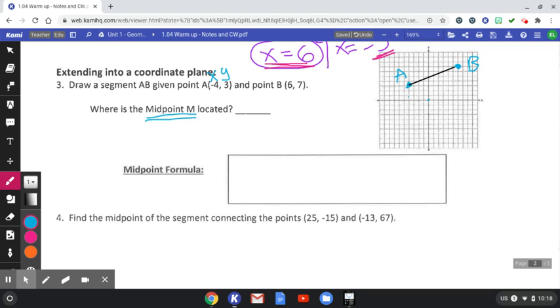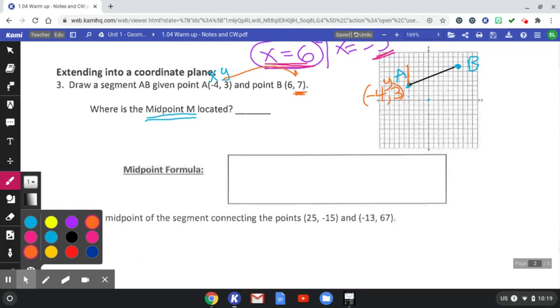Well, if we think about rise and run for a moment, rise 1, 2, 3 boxes, up 4 boxes, right? Because this point A is up 3, because the ordered pair was negative 4, 3. So in our y direction, we're up 3. So if we have to rise to get up to B, its y value is 7. So from 3 to 7, we're rising 4 boxes for a rise.